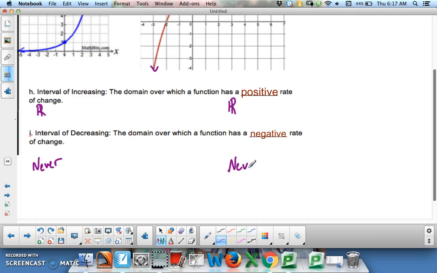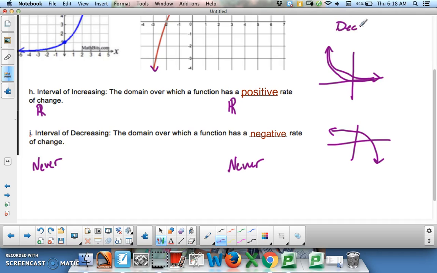An example of what a graph would look like if it were decreasing would be one that goes down like that. Sorry, I'm bad at drawing these. If it had been flipped over in negative and was decreasing, then it would look like this. Both of those are decreasing because as I go left to right, it continues to go down. That's the general shape if it's decreasing.